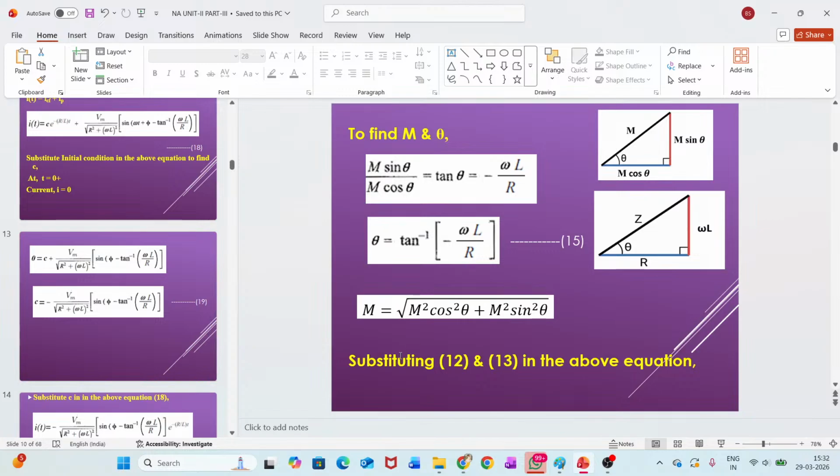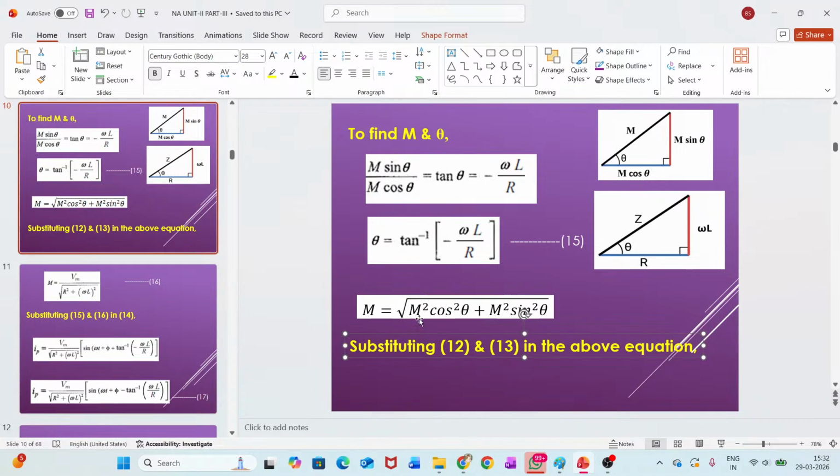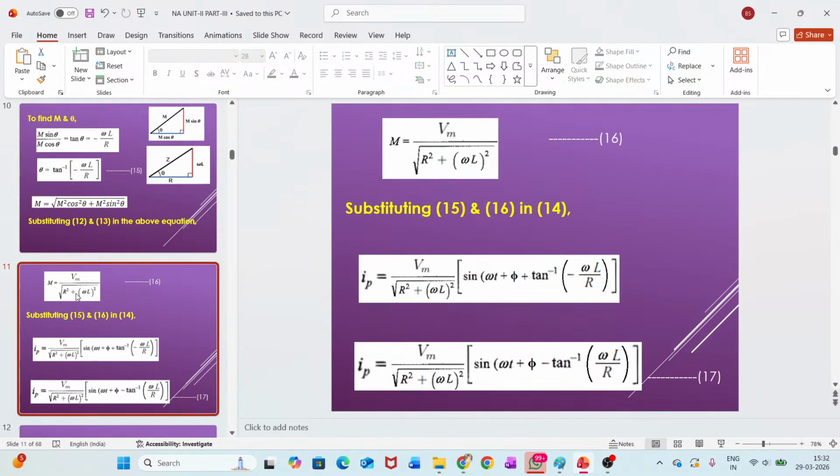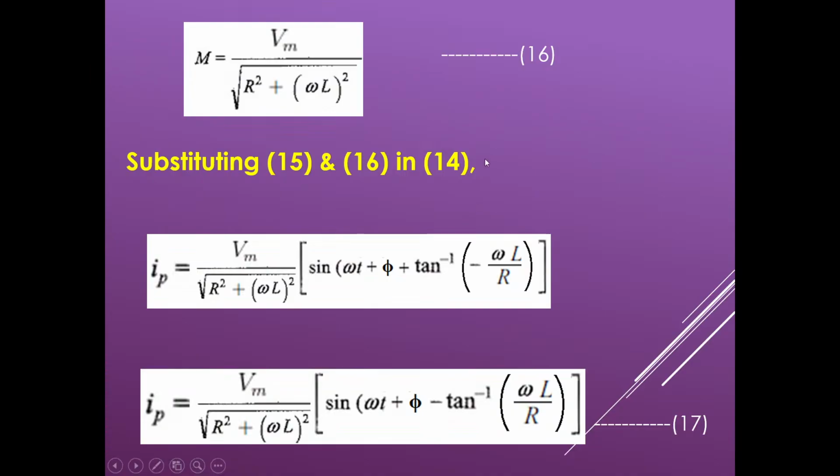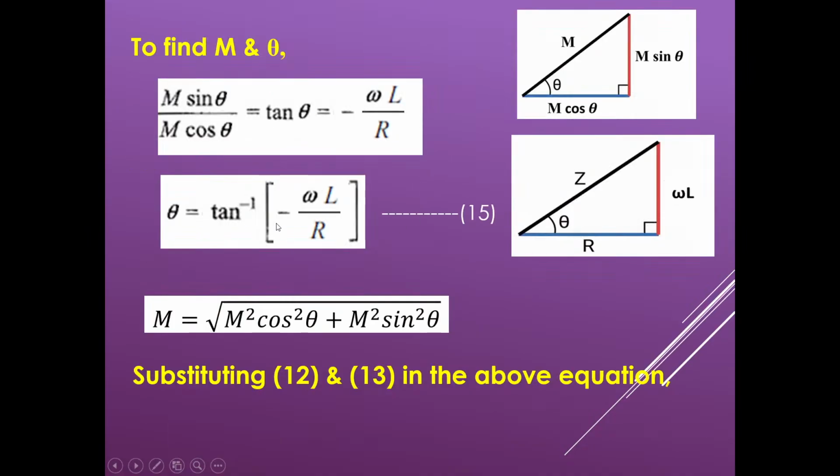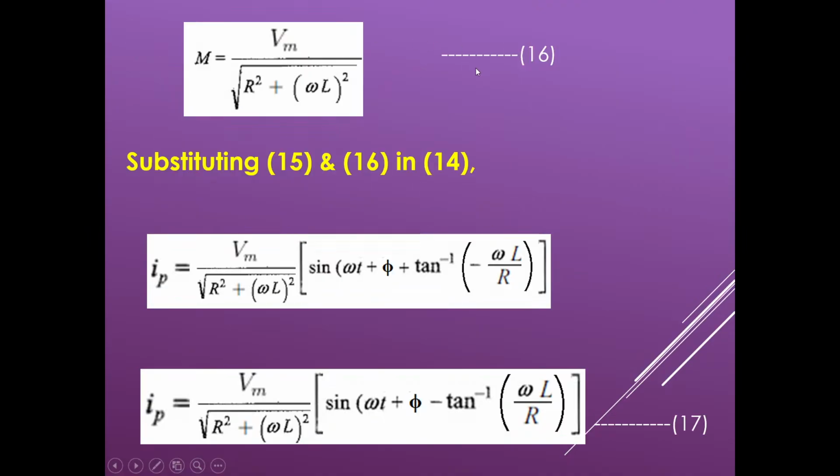So simply I have written substituting 12 and 13 in the above equation and simplifying it. You just substitute that and simplify, you will get this expression 16, some expression for m value. So m is equal to Vm by root r square plus omega L whole square. Now substitute this m and theta value. Theta is expression 15. Theta and m that you have got in equation 16.